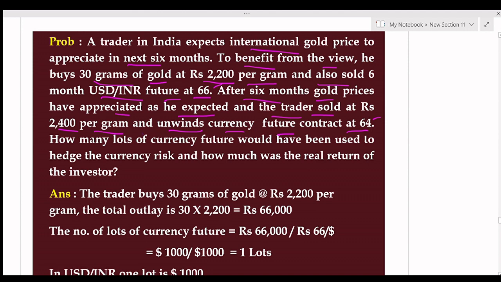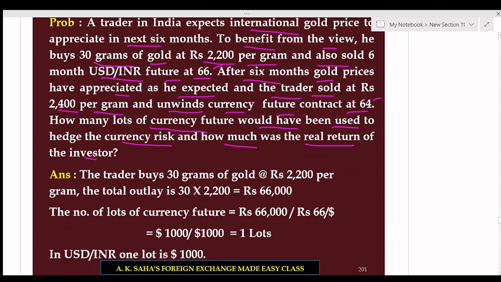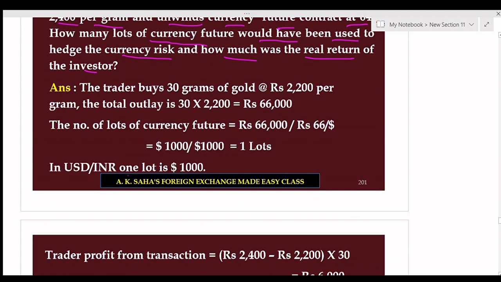How many lots of currency future would have been used to hedge the currency risks and how much was the real return of the investor? The trader buys 30 grams of gold at the rate of rupees 2,200 per gram. The total outlay is 30 into 2,200 is equal to rupees 66,000. That is the contract value.